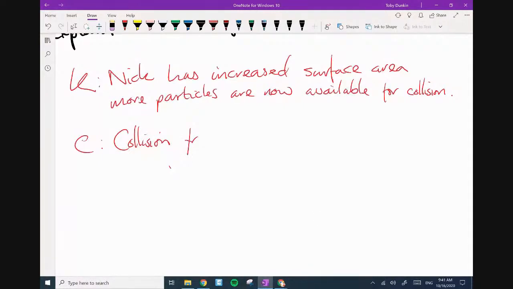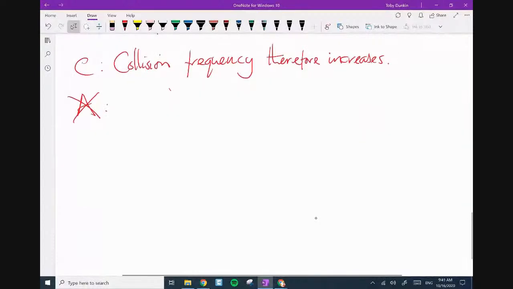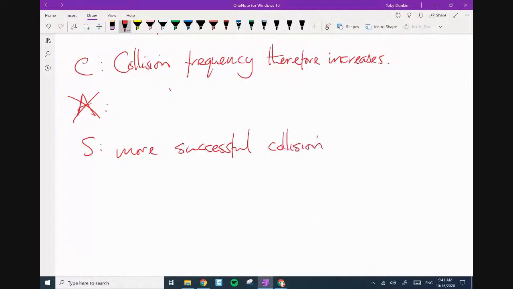Collision frequency, therefore, increases. Have I changed the temperature? No. So I ignore activation energy. I skip A because that's only for temperature and catalyst. Therefore, more successful collisions. People skip the successful collisions one, and it is not the same as the collision frequency. More successful collisions. Rate increase. Done.